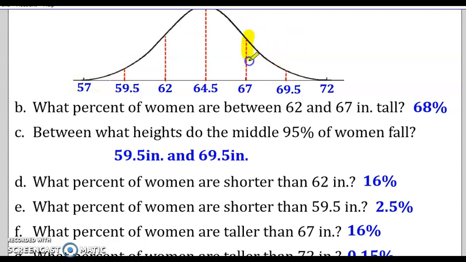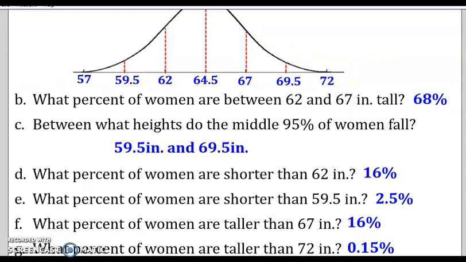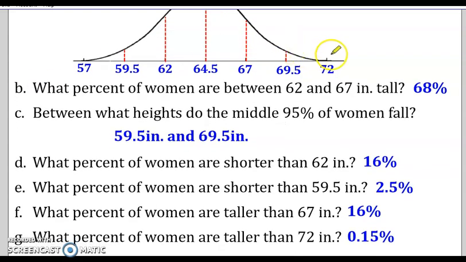Taller than 67, well, 13.5, 2.35, 0.15, add those all together. Taller than 72, so that's 6 feet tall. That's this little tail at the very end, that's 0.15%.